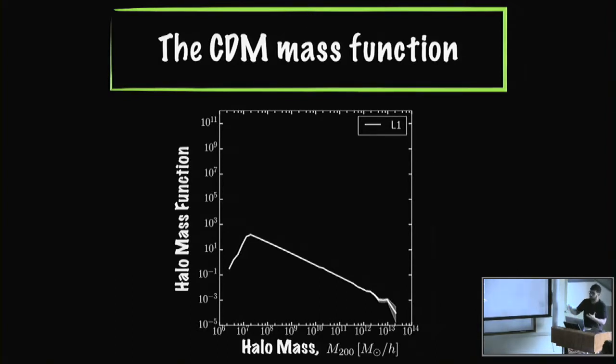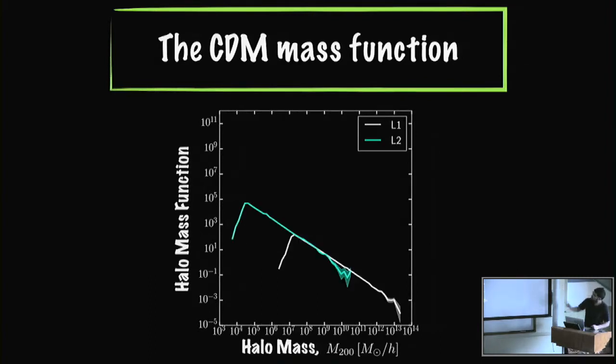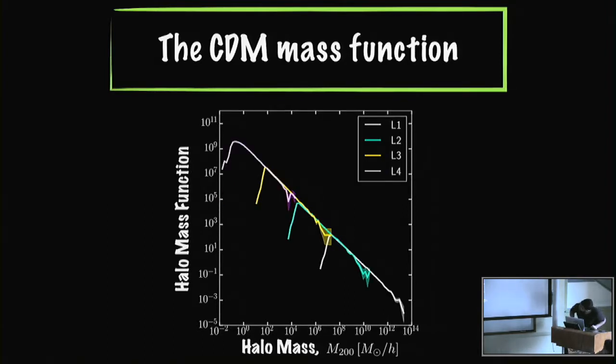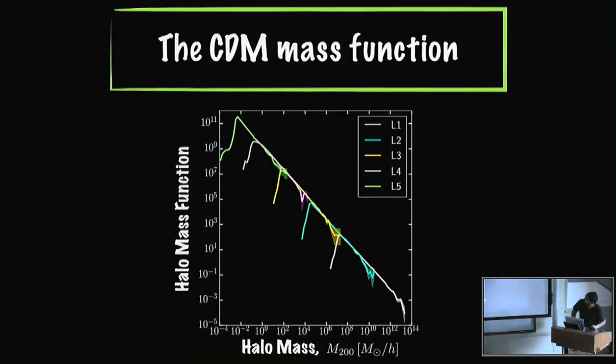Then with level 2, which is a zoom of level 1, we miss out on some of the larger objects, but we are able to resolve smaller things now. And then level 3, which is a zoom of level 2, we can build up to smaller masses, going down to 10 to the 2. Level 4 gives us down to about a solar mass, and level 5, which is as far as we've gone so far, about 0.1 solar masses or so.